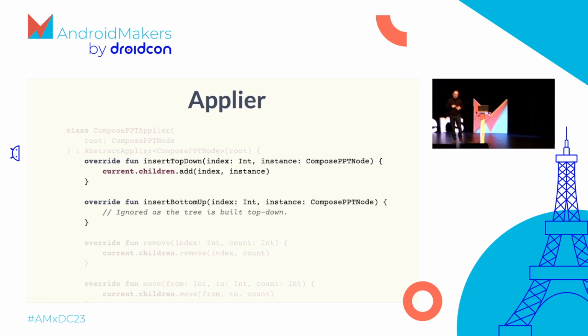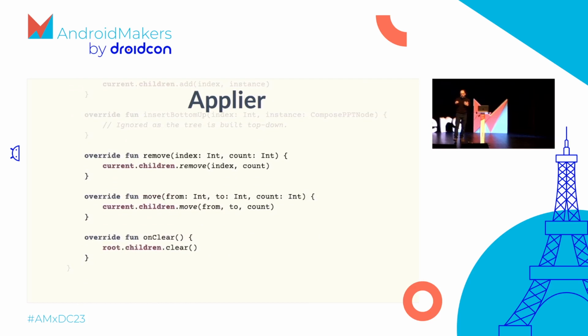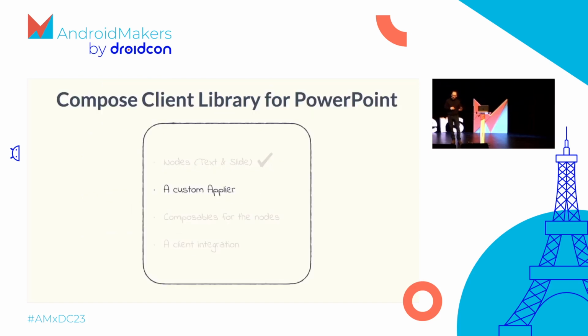So it's just to support different strategies, but you need to pick one of them. And then if you go below, you also need to provide how you're going to remove a node from a tree, which is a list here, right? And you also need to provide how you're going to move it. So they're kind of simple. Remove and move are actually coming from the abstract applier, so you don't need to do anything, you just need to call it. And you also need to know how you can clear the tree, compose node tree. So that was an applier as well. Now we created the applier. Nodes are there, applier is there. What is next? The next one is creating the composables.